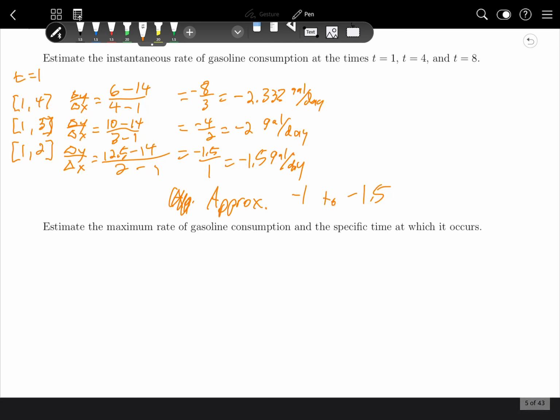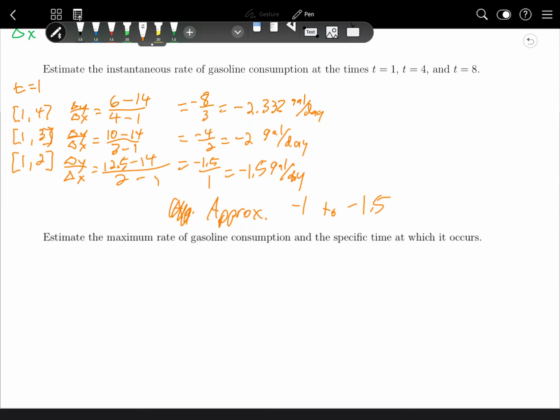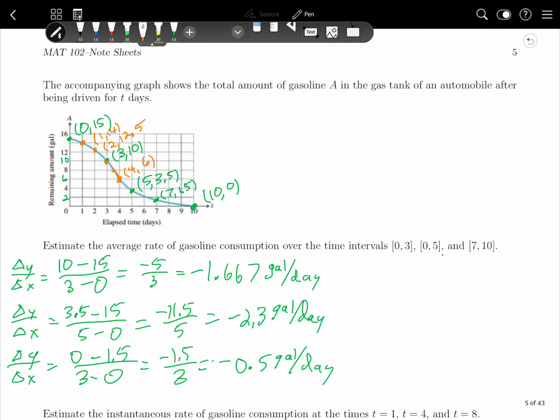Okay. And then the last thing you want to look for is it says estimate when the maximum rate of gasoline consumption and the specific times it occurs. Well, to do that, we just want to find where is the slope of the tangent line steepest. And to me, that looks like it's happening in this range in here somewhere. So I would probably say it's at about 3.5 days. Right? It looks like that's probably the steepest point.